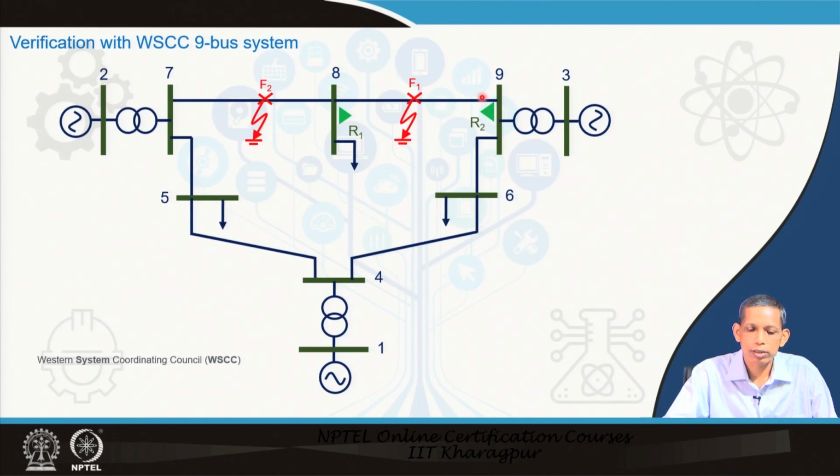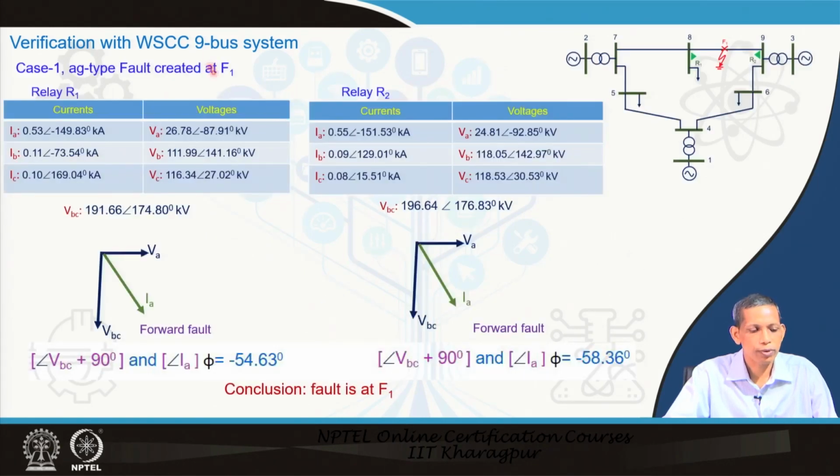They take care of the corresponding breakers at bus 9 and bus 8. For the F2 fault, the relay R2 at bus 9 will still see a forward direction, but R1 at bus 8 will see a reverse fault. So, we will see how the corresponding relay will be able to distinguish F1 and F2 faults as forward or reverse.